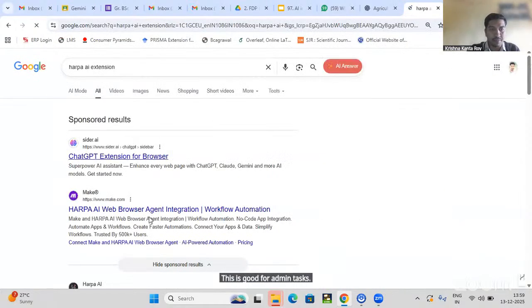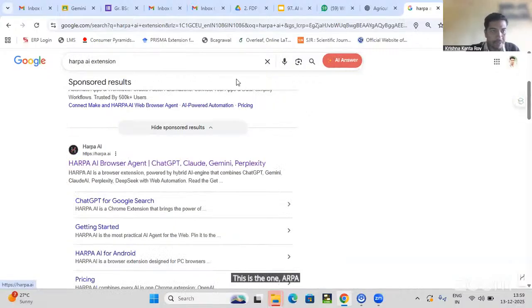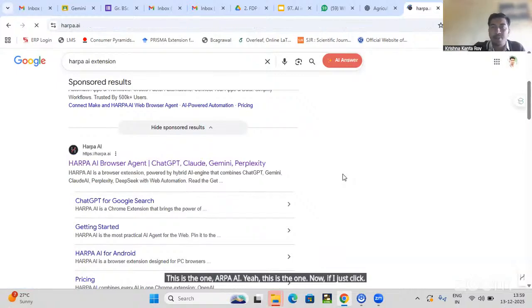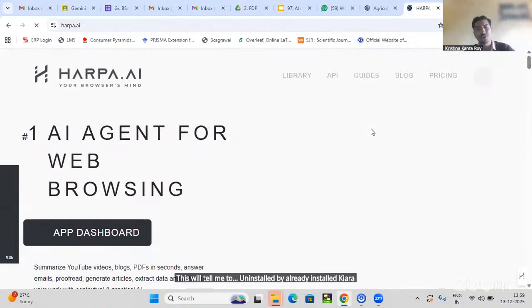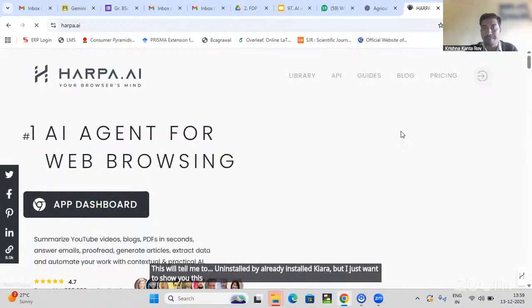अभी क्या होगा, अभी मैं इसको लूंगा तो, आप अगर लेंगे तो it can tell you to install. This is the one, Harpa AI. Yeah, this is the one. Now if I just click, it will tell me to uninstall क्योंकि मैंने already install किया हुआ है. But I just want to show you इसका power क्या है. इसको आप नाम याद रख लीजिए.